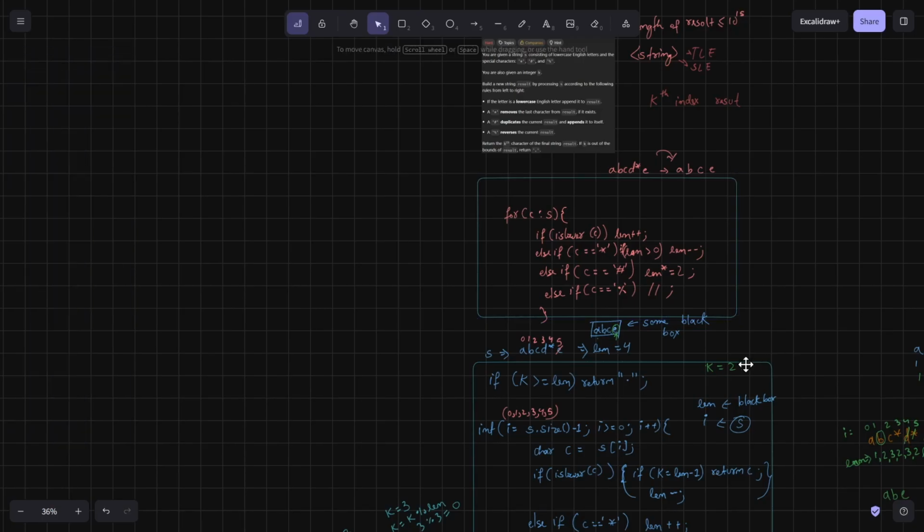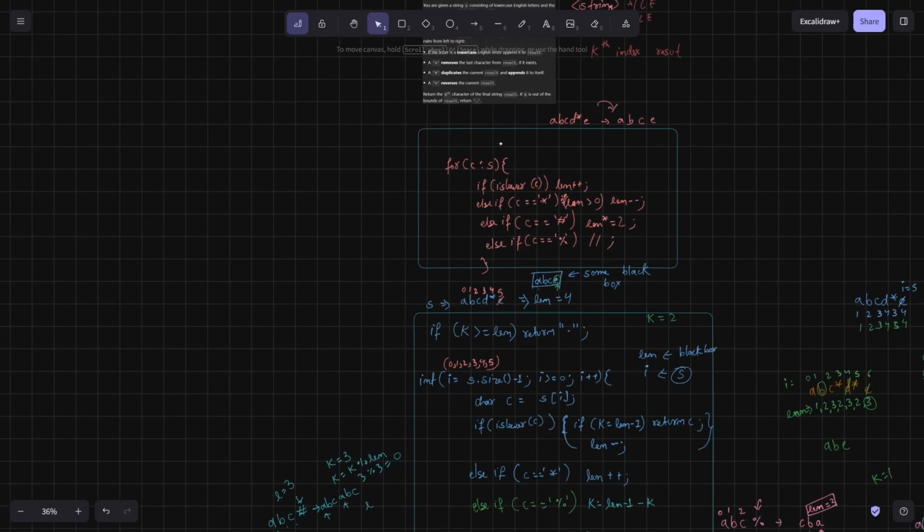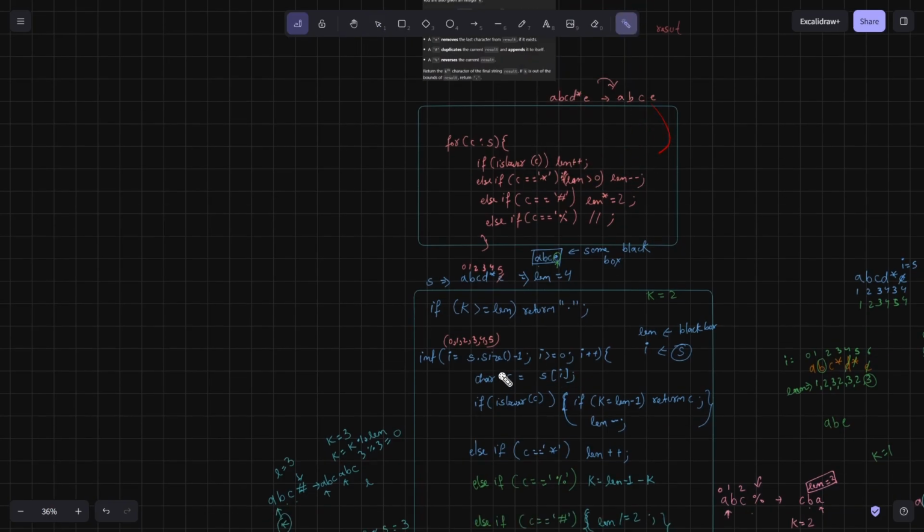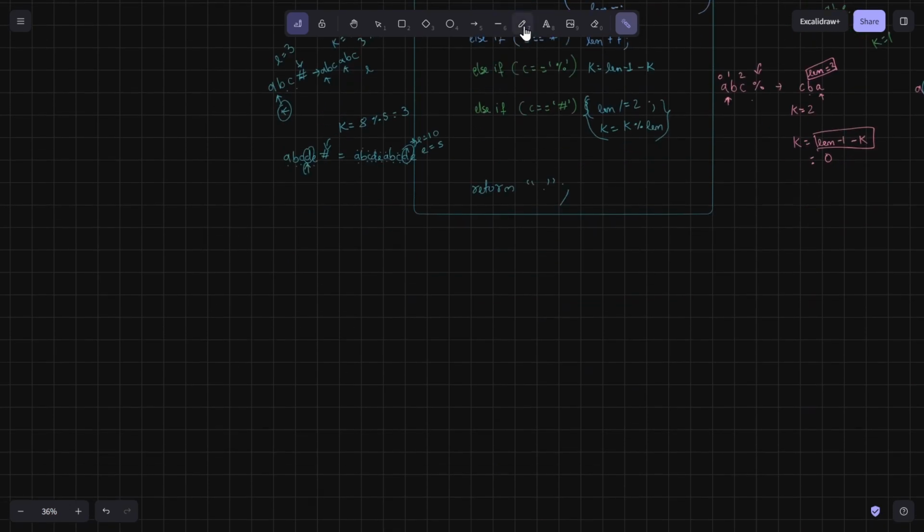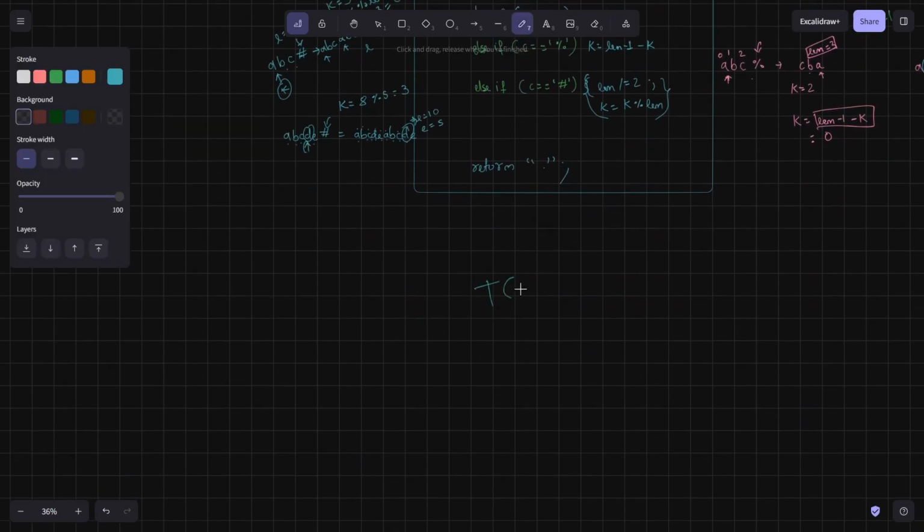Okay, so that's the total code. If you see the time complexity, the first loop takes O(n), and here we are also iterating over the string in reverse order, so that also takes O(n). So the total is O(2n), which is as good as O(n). So the time complexity is O(n), and in space complexity we are not using any extra space, nor creating a result, so the space complexity is O(1). So that's the time complexity and space complexity.